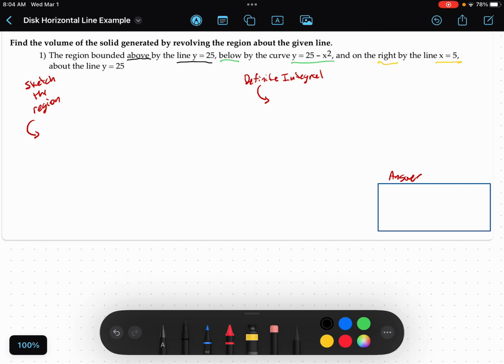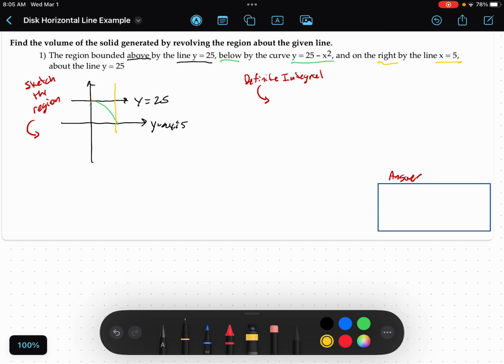Okay, so I'm going to sketch the region and get my coordinate plane here first. Y equals 25 is a horizontal line. I'm going to make that black like I did up here. So this is the y-axis, and this is y equals 25. And then below with green, I've got a parabola, 25 minus x squared. That goes something like this. And then on the right, in yellow, I've got x equals 5, which is a vertical line there.